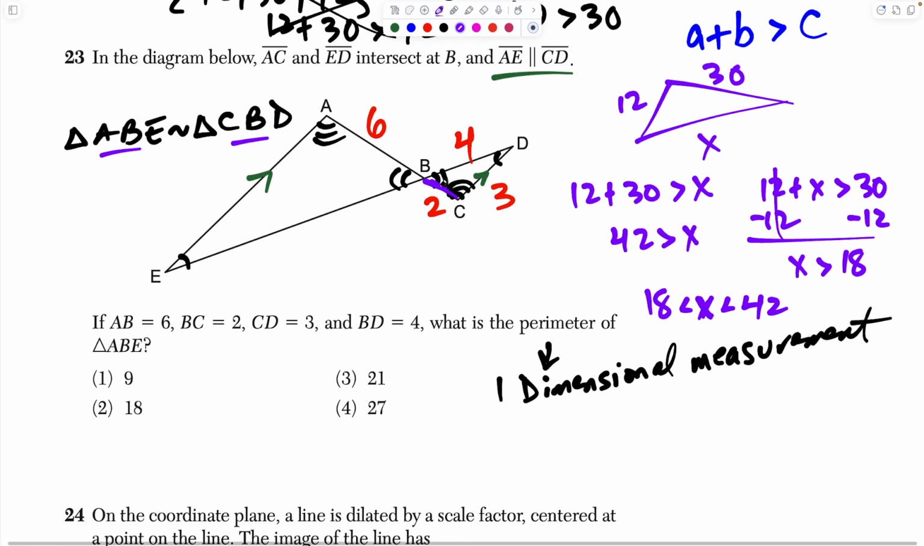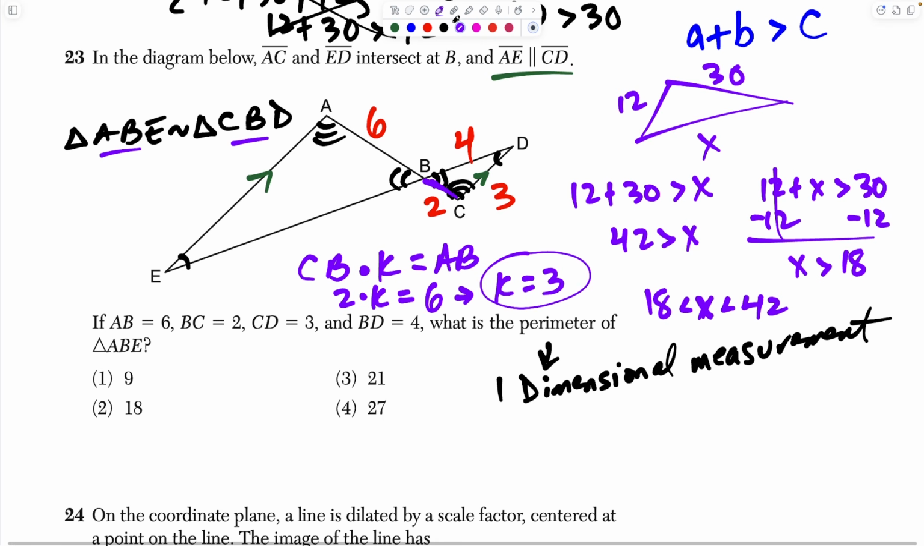So CB here would be the one that's going to help us. So what that tells us is, okay, CB times the scale factor K has to give us the length of AB. So now I could just plug in CB is equal to 2. 2 times K is equal to AB, which is 6. And that would tell us that our scale factor is equal to 3.